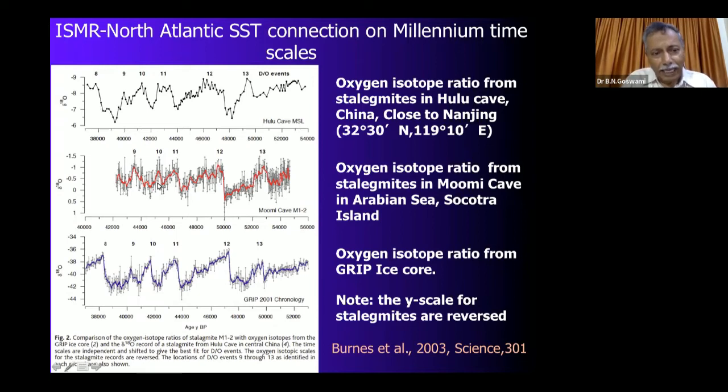During this time, there are records from Mumi cave in Socotra Island, Arabian Sea, and Hulu cave in China, which also show variations very consistent with the temperature variations in this region. All these events seem to have similar variations of rainfall, decreasing rainfall in cold phases and increased rainfall in the opposite phases, and that indicated there must be some relationship between North Atlantic SST and the monsoon on millennium time scales.